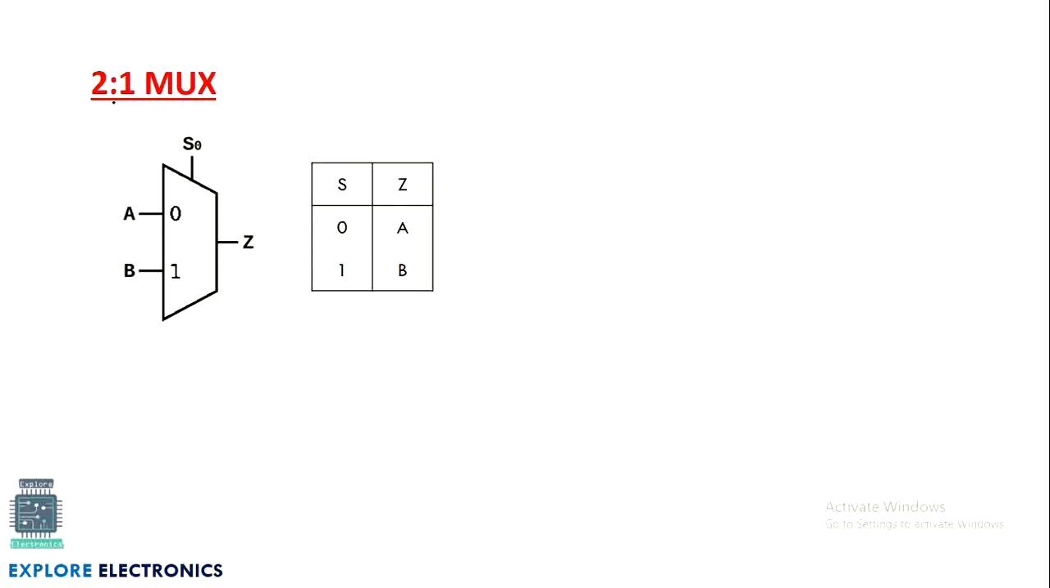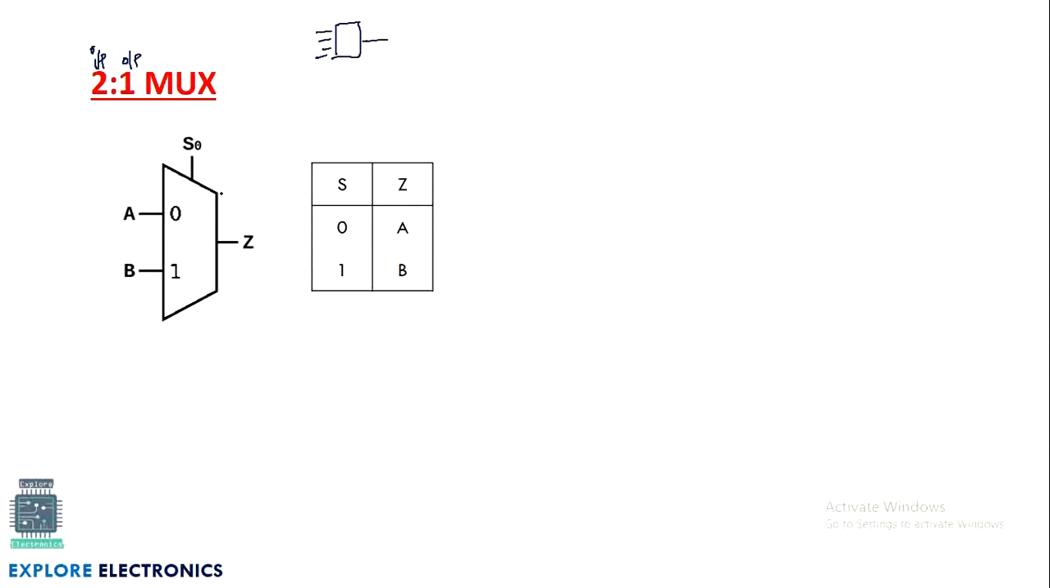Then we have different multiplexers. Out of those, the first one is a very simple one, the 2:1 MUX. Why is it represented or called 2:1? It has two inputs. This is the representation of the number of inputs. This is the representation of the number of outputs. Any MUX system will have multiple inputs and a single output.